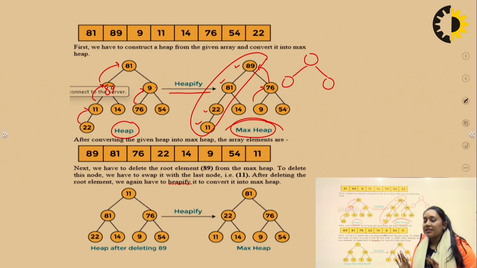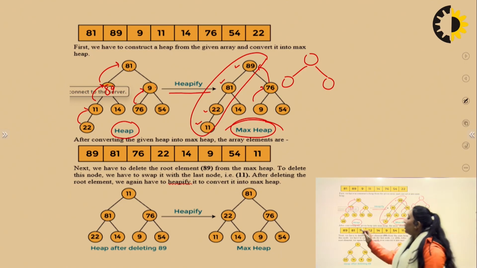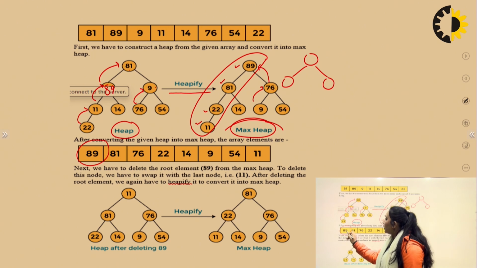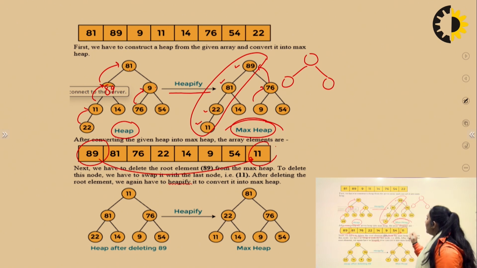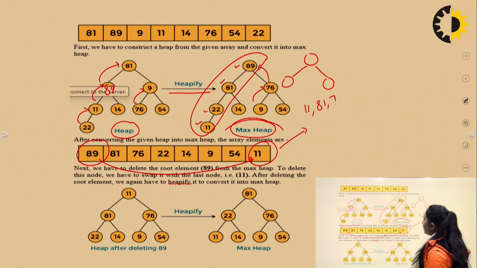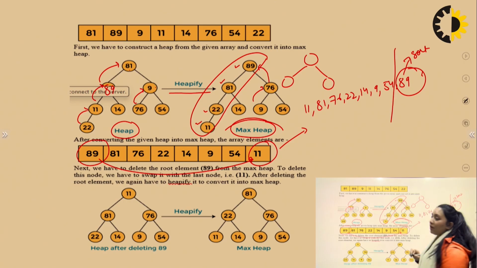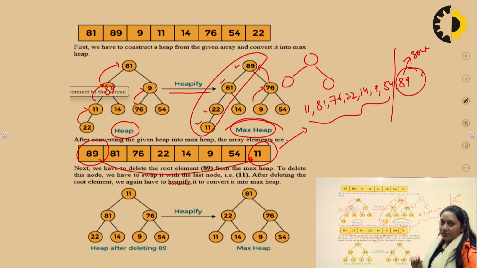And the last step of the heap sort is that you need to swap two elements. Which elements? 89 is going to swap with the last element, right? So the elements become 11, 81, 76, 22, 14, 9, 54, 89. So 89 is sorted. In heap sort, if an element is sorted, it is discarded from the data, right? And then we will consider the remaining elements of the data.